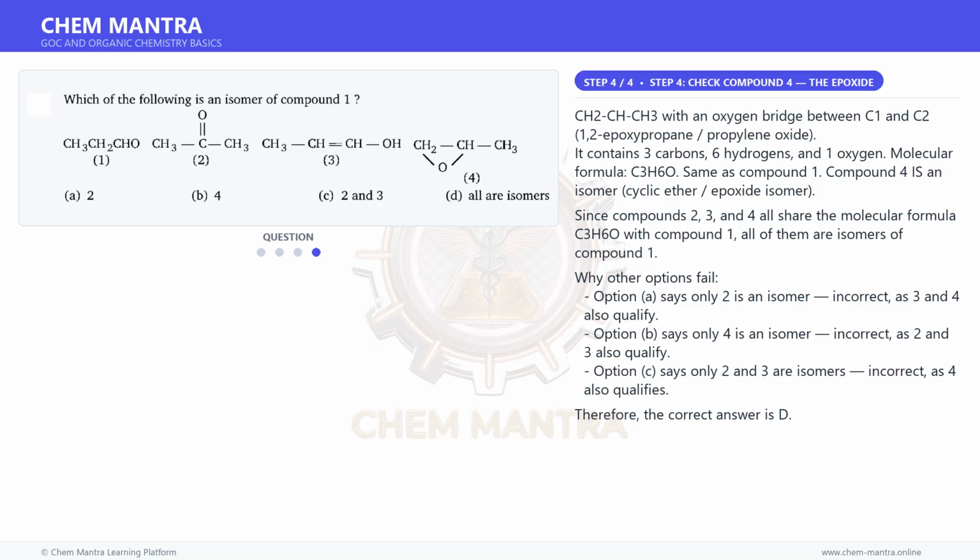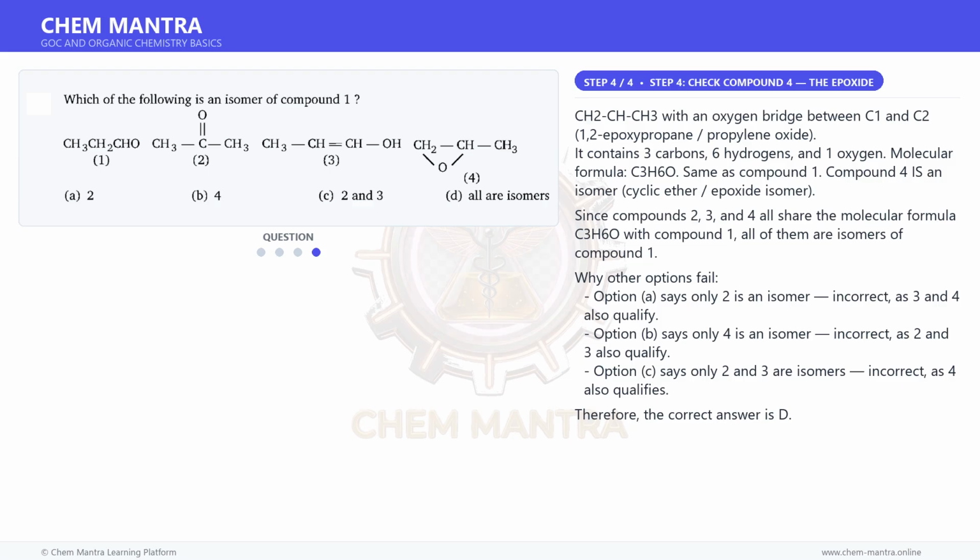And for the final step, CH2CH3 with an oxygen bridge between C1 and C2, 1,2-epoxypropane, propylene oxide. It contains 3 carbons, 6 hydrogens, and 1 oxygen. Molecular formula C3H6O. Same as compound 1. Compound 4 is an isomer, a cyclic ether, an epoxide isomer.